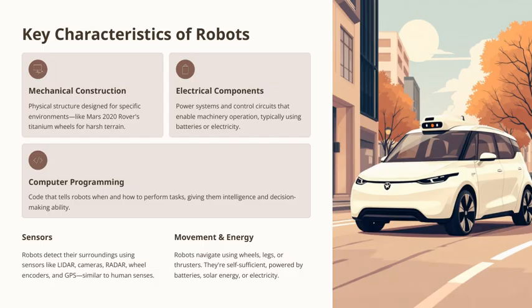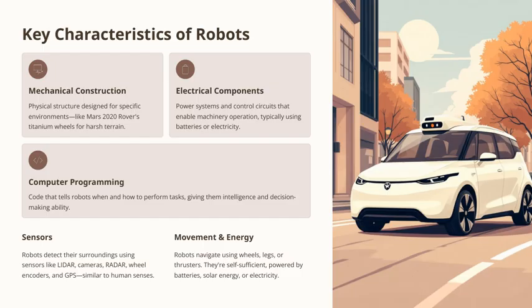Most robots rely on batteries or electricity to power their actions, making them self-sufficient and capable of functioning over extended periods. Then there's computer programming. This is essentially the brain behind the robot's actions. The code directs when and how they perform tasks, giving them a sort of intelligence and the ability to make decisions based on the data they collect.